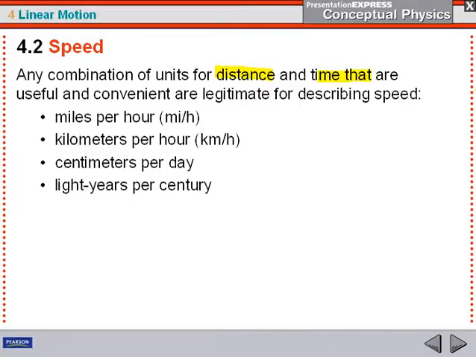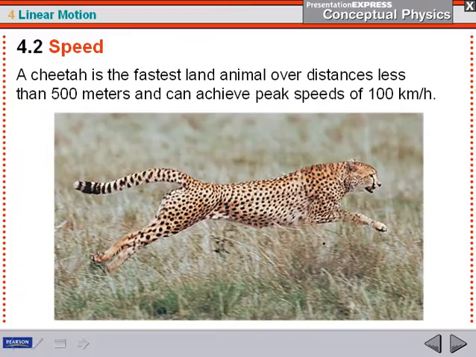Here are some examples: miles per hour, like in an automobile; kilometers per hour, which is what a lot of other people measure speed in for an automobile; centimeters per day, maybe think of a snail traveling; and light years per century, maybe that's light leaving our world and traveling somewhere else, or light from the sun traveling somewhere.